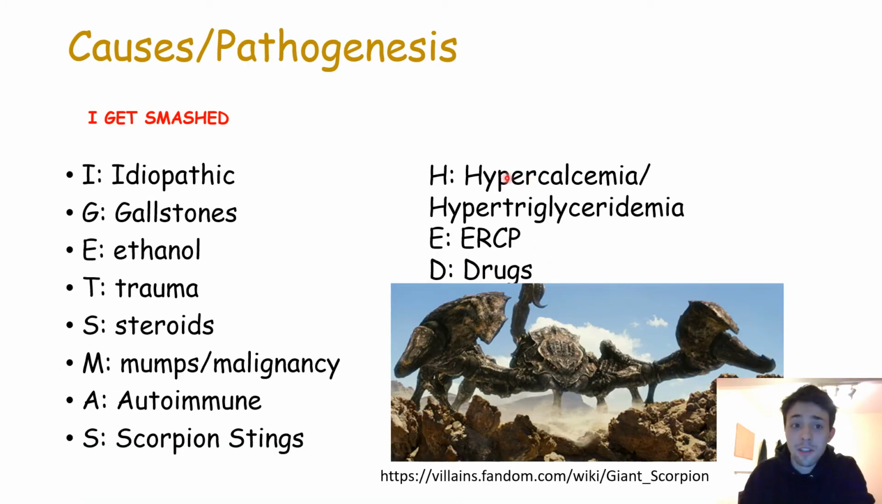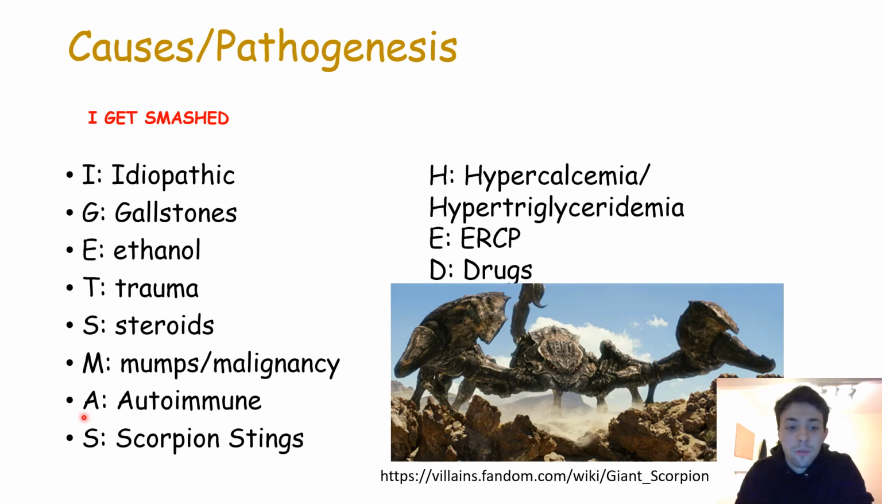Now let's talk about the causes of pancreatitis, which is definitely very, very important. There are many questions about this in exams, and it's also important for you to remember as a doctor. So the mnemonic I GET SMASHED can be used for us to remember this. First off, idiopathic, which basically means we don't know. There could be some mysterious causes. Gallstones, which together with ethanol, alcohol, are the main causes of pancreatitis, or at least acute pancreatitis. Trauma, uncommon, but it can happen, I guess, if someone stabs you in your pancreas. Steroids can cause pancreatitis. Mumps and malignancy can also cause pancreatitis.